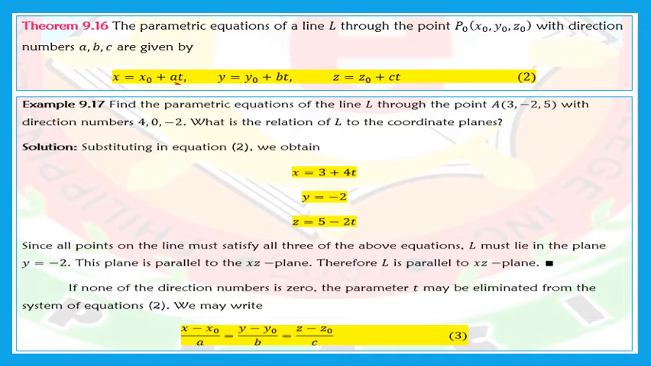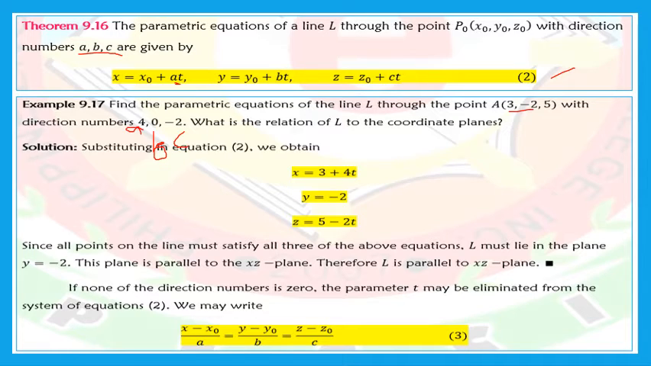What is the relation of L to the coordinate planes? So, substituting in this equation class, we have x is equal to x sub 0. Ang x sub 0 natin dito is 3. And then, ang a natin is 4. Okay, set of direction numbers natin is A, B, C, and ang B natin is 0. And then C is negative 2. A is 4, B is 0, negative 2 is our C. Those are the direction numbers.